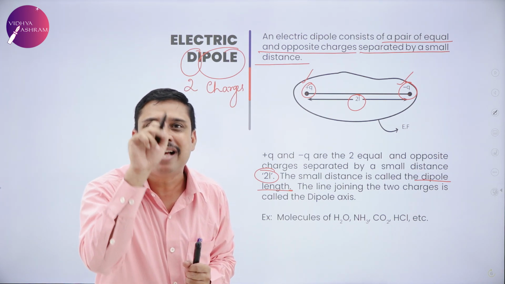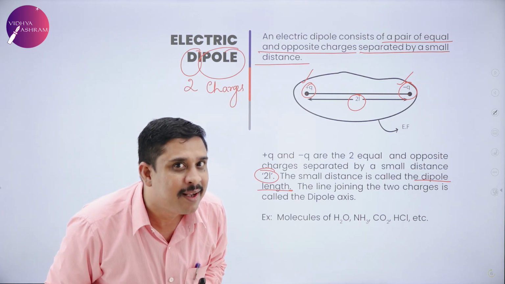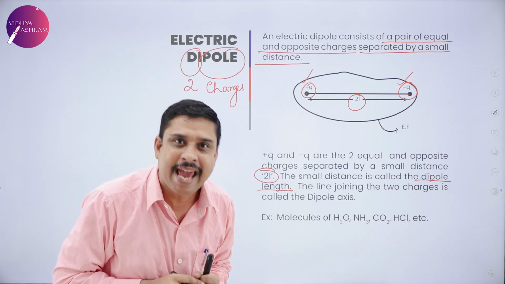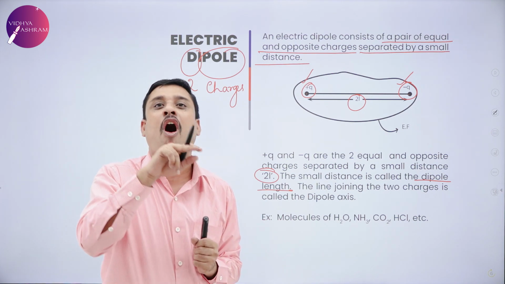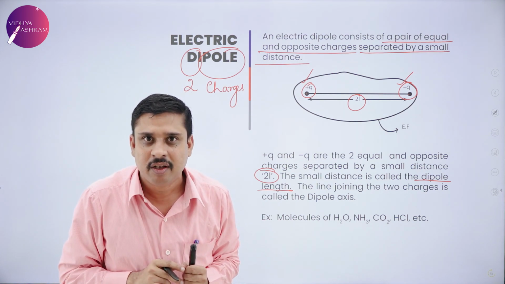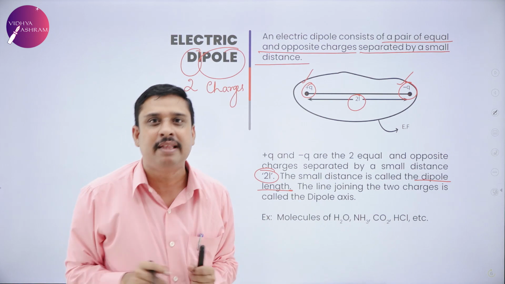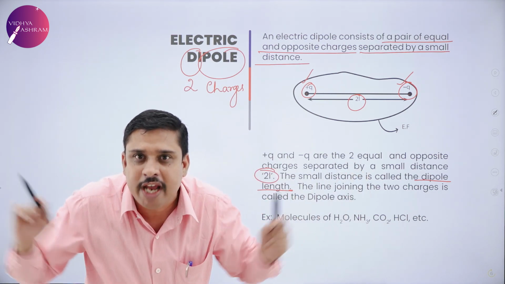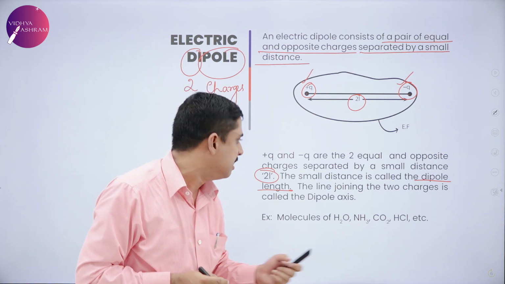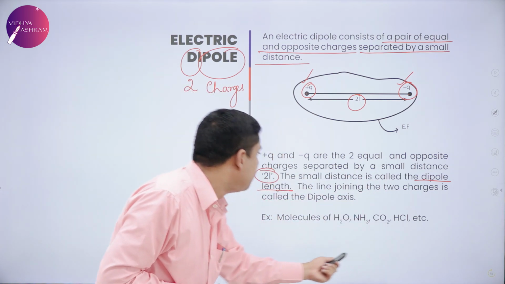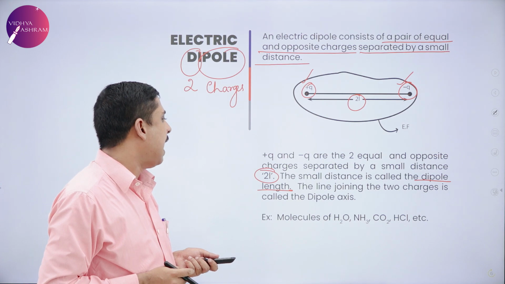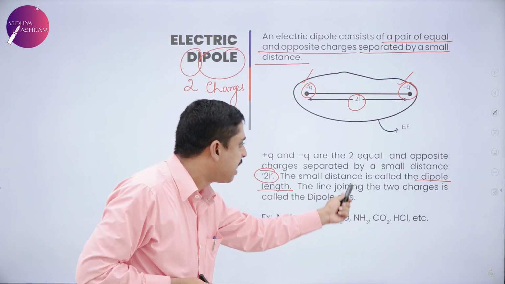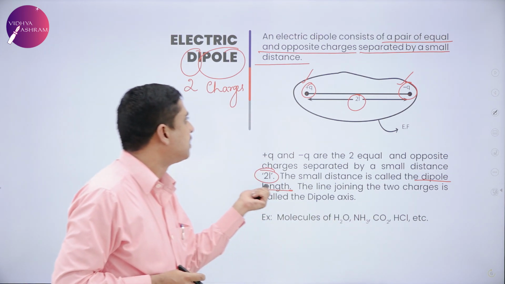One has to be plus q, the other has to be minus q. Both of them should have the same magnitude but opposite nature. What do you call the distance between them? Dipole length. What do you call the straight line joining them? Dipole axis. And these are the few examples for an electric dipole: molecules of H2O, NH3, CO2, etc.